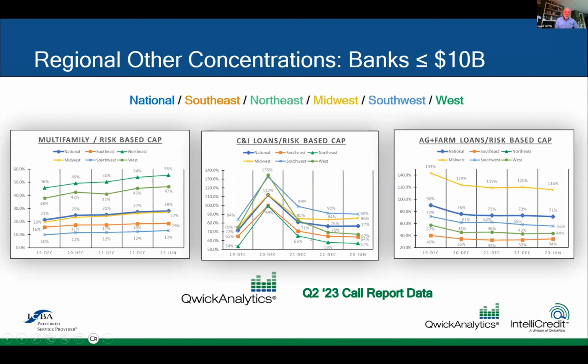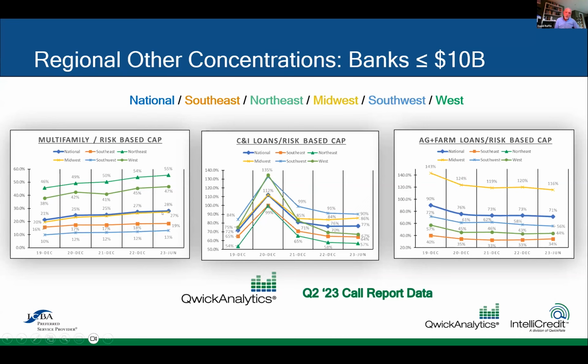As far as other concentrations are concerned, let me start with the middle, which is the C&I loans. Again, the big blip up there is the PPP program of a couple of years ago. It's kind of returned to more normalized, really across the regions. The ag, not surprisingly, again, these are commercial banking numbers. They're not Farm Credit System numbers. The Midwest significantly leads the other regions.